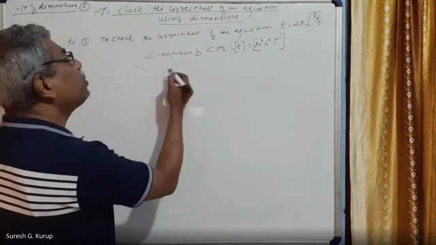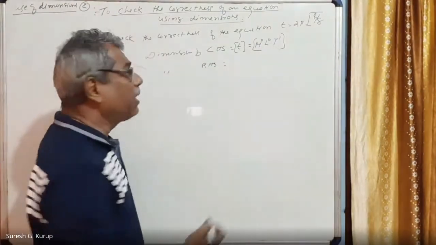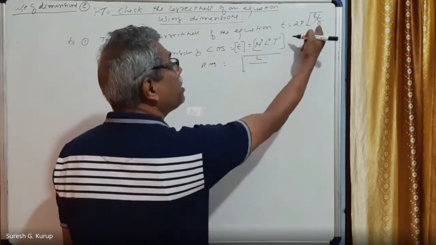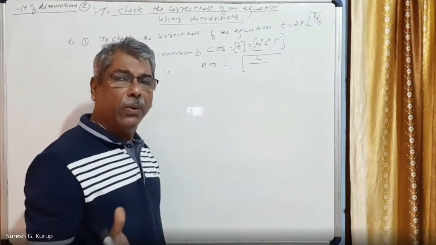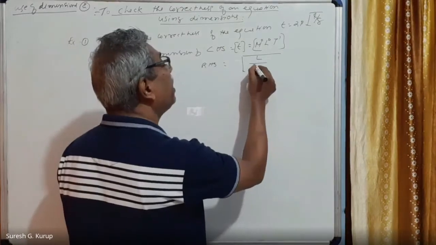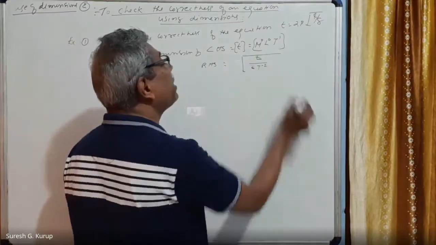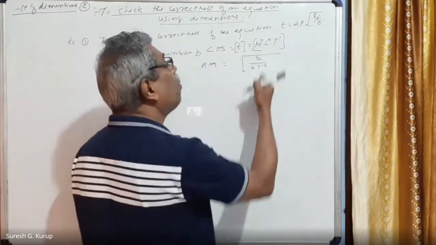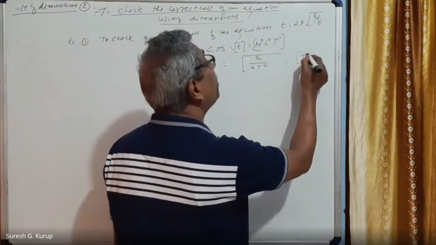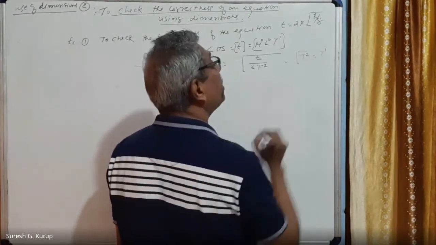Next, dimensions of RHS. 2 pi has no dimension, right? That is equal to the square root of L, capital L only, divided by acceleration. Acceleration, you know, is L T raised to minus 2. Am I correct? And the L cancels. So this is 1 by T raised to minus 2, that is equal to T square. So root of T square you are getting. The root is removed, and that is equal to T raised to 1.